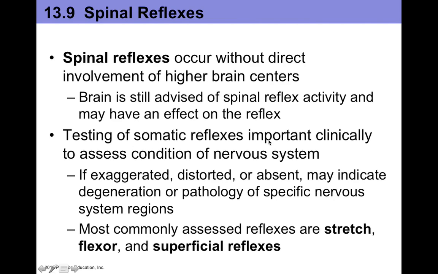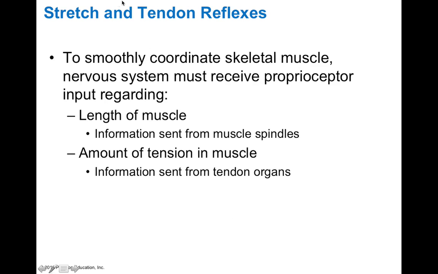Now, testing of somatic reflexes is important clinically to assess the condition of your nervous system. If someone has an exaggerated reflex or one that's distorted, absent, or slower, it may indicate degeneration or pathology of specific nervous system regions, whether it's peripheral nerves or even the spinal cord and brain. More commonly assessed reflexes include stretch, flexor reflexes, and the superficial reflexes. So we're going to first talk about the stretch and tendon reflexes.